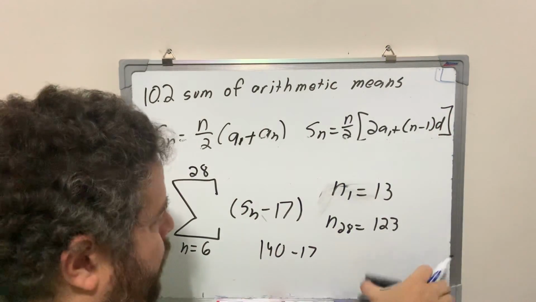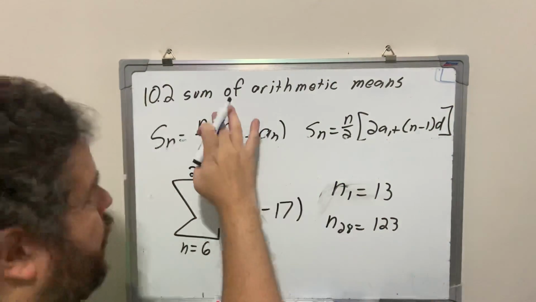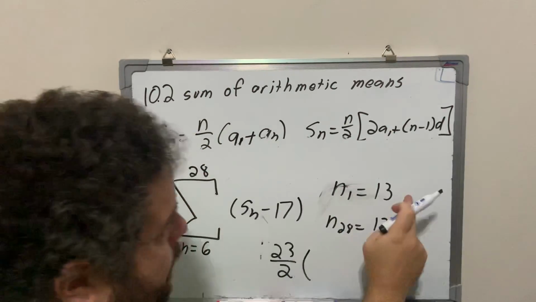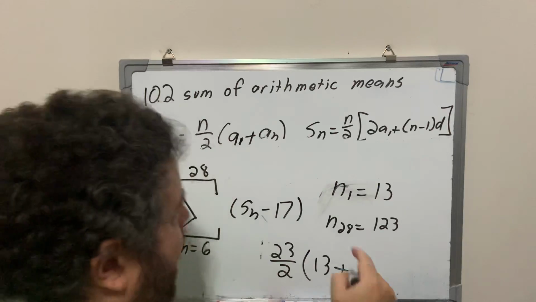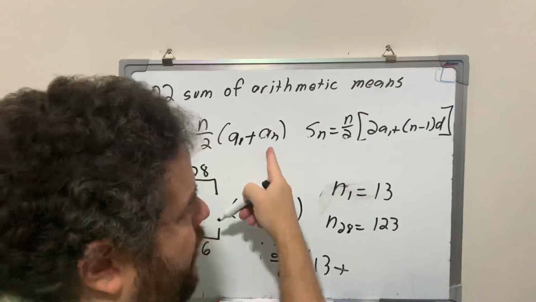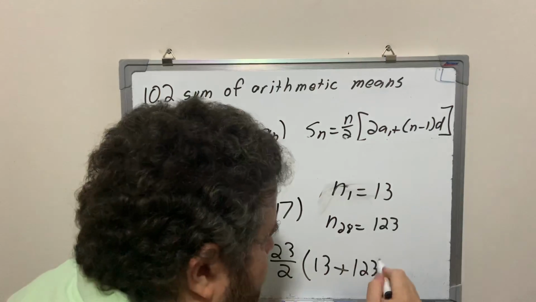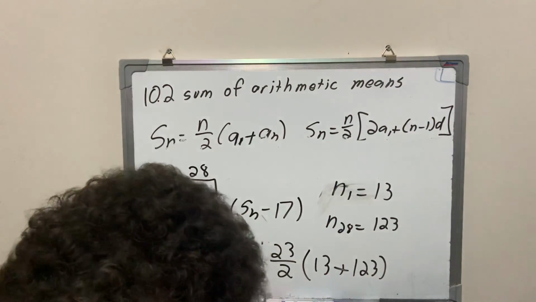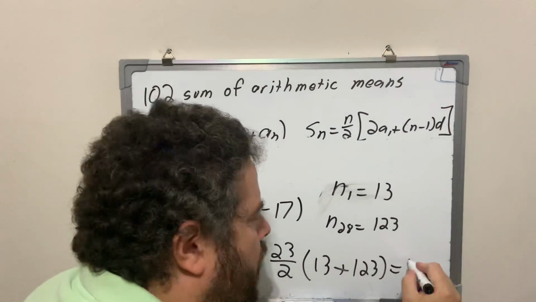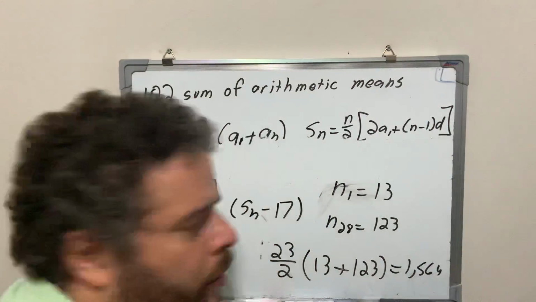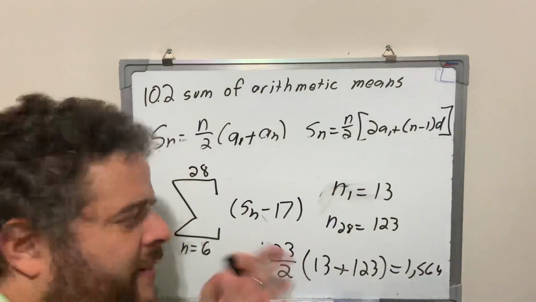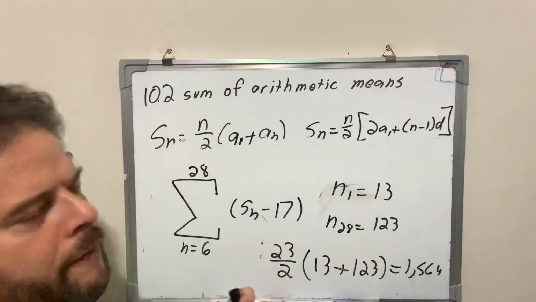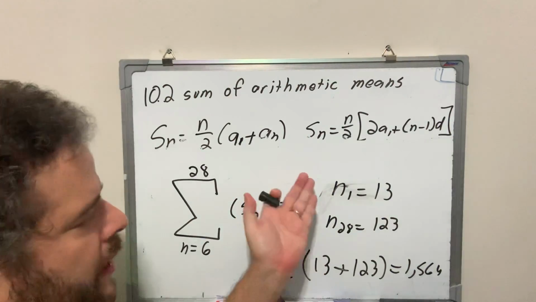Now let's start substituting in here. Your n is 23 divided by 2. I know that my first term is 13, and I know that my 28th term is 123. Add it, multiply, divide, calculate, boom, you're done. The answer is 1,564. When you look at the answer in the book, it's even faster. But no, it's not that difficult. Again, just plug the values in, calculate a little bit.